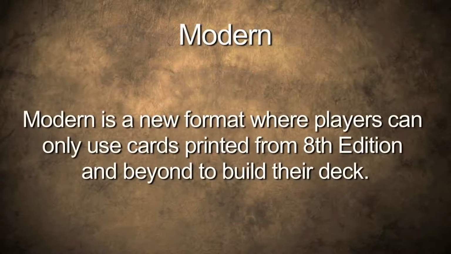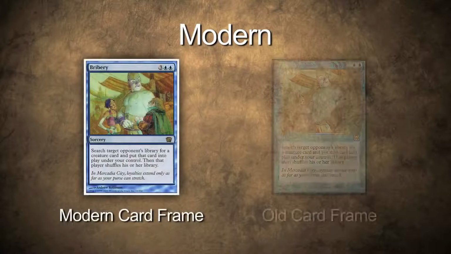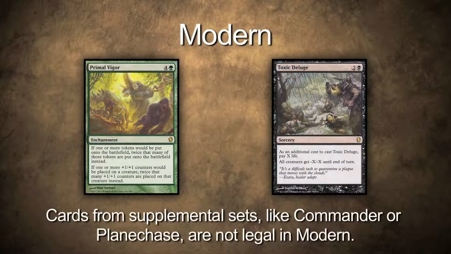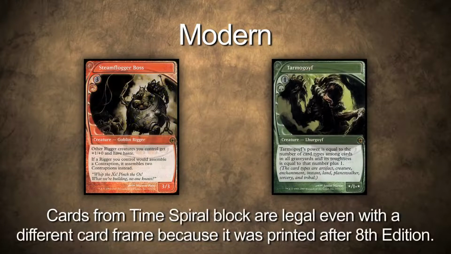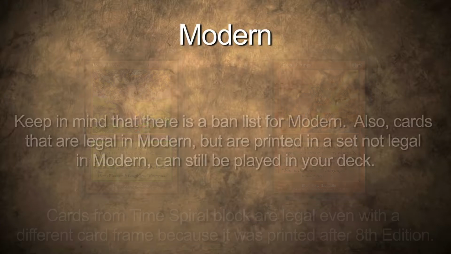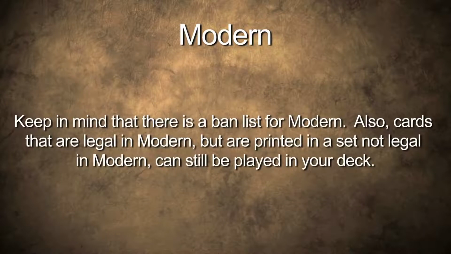Modern is a relatively new format where players can only use cards that were printed in Magic sets from 8th Edition and beyond. A good rule of thumb is that only cards in modern card frames are legal, but that's not entirely true. Cards that were printed in supplemental sets like Primal Vigor or Toxic Deluge are not legal in Modern because they have yet to be printed in modern legal sets, and cards with future borders like Steamflogger Boss or Tarmogoyf, or cards that were time-shifted like Pendelhaven or Tribal Flames are also legal because they were printed in sets after 8th Edition. There's also a ban list currently established for Modern that can be found in the description below.